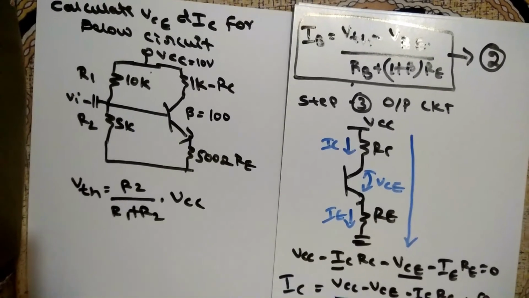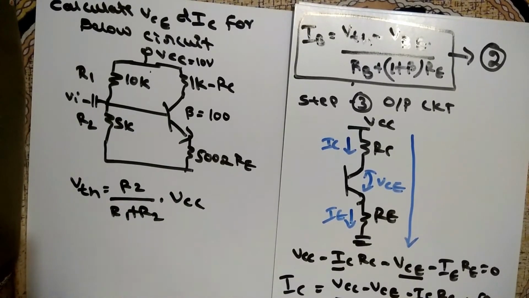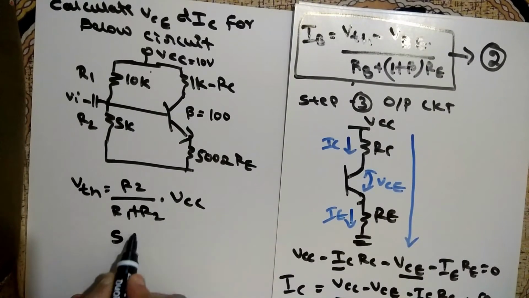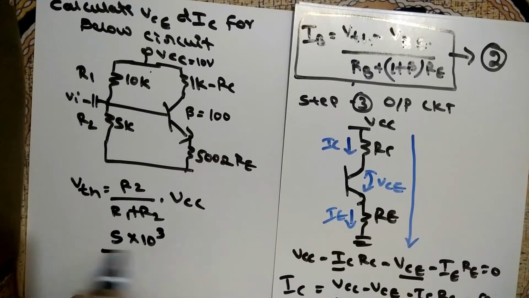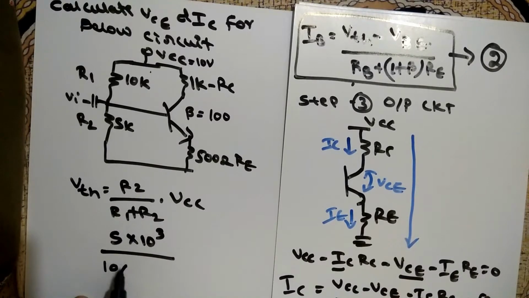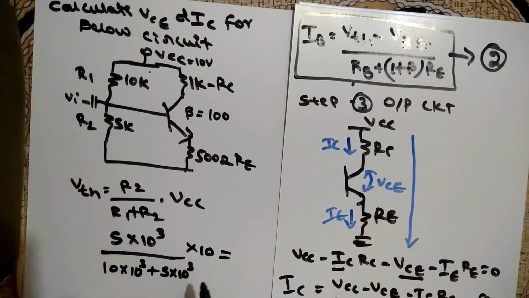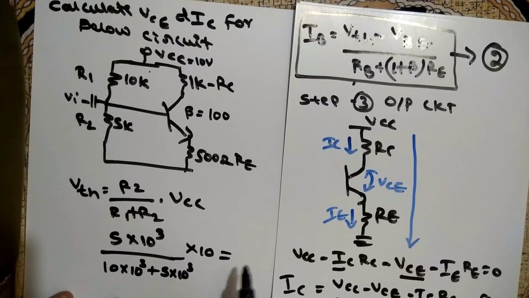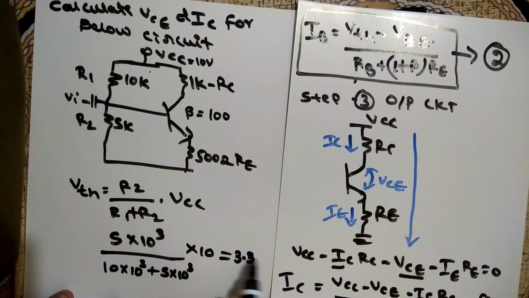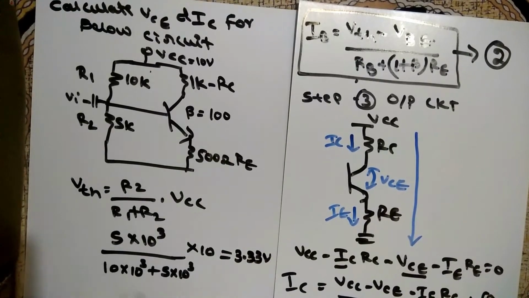In this formula, R2 is 5 into 10 to the power of 3, divided by R1 plus R2, where R1 is 10 into 10 to the power of 3 plus R2, 5 into 10 to the power of 3. And VCC is given as 10 volts. Do it and try it yourself. Pause the video and do the calculation. You are getting the answer 3.33 volts. This is the VTH.